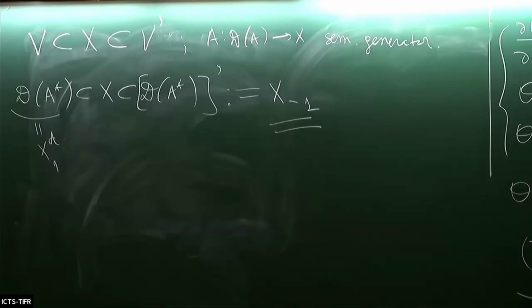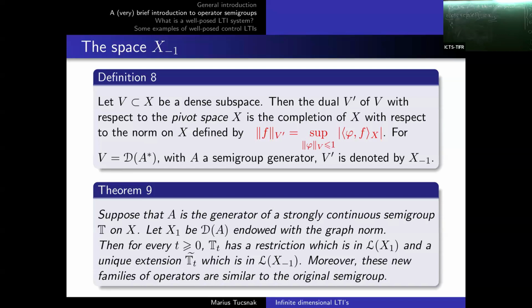Among other things, X1 will be D of A endowed with a graph norm, and X1d will be D of A star endowed with a graph norm. Then, in fact, T(t) can be restricted to X1, still being a C0 semigroup on this smaller space. That's a general fact, and it can be extended uniquely to X minus 1, to a C0 semigroup on X minus 1. And these new families of operators are similar to the original semigroup.